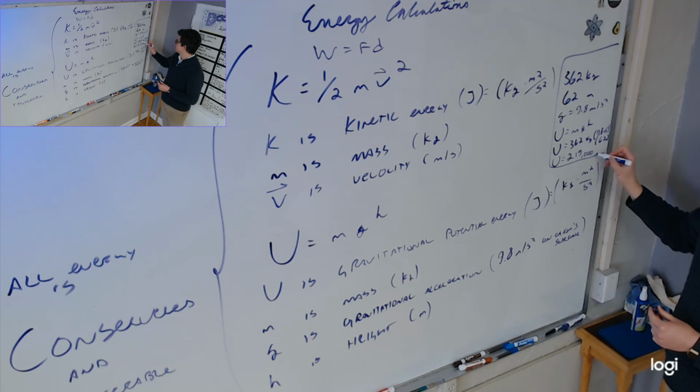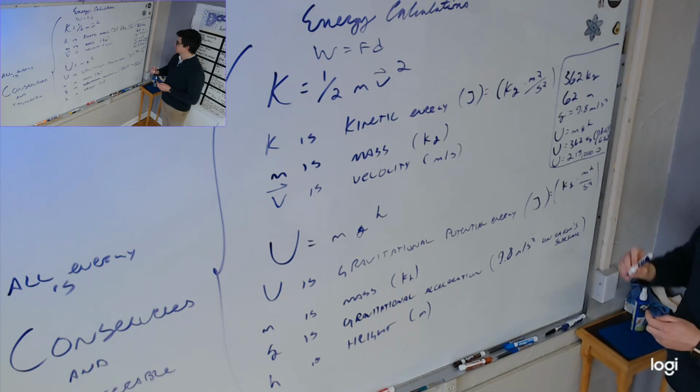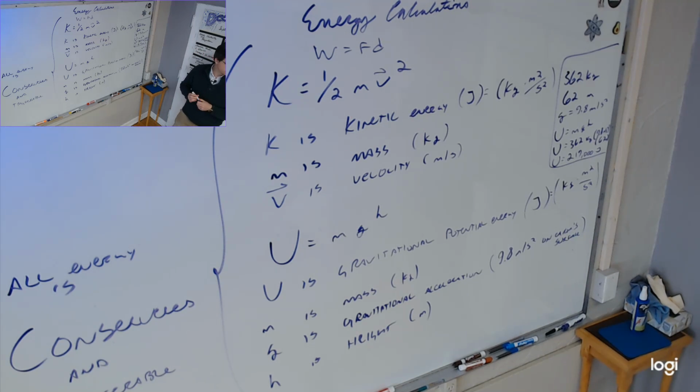219,000, we'll just call that good. 219,000 joules. So what did you do? Let's do 220, because it's 900. Okay.